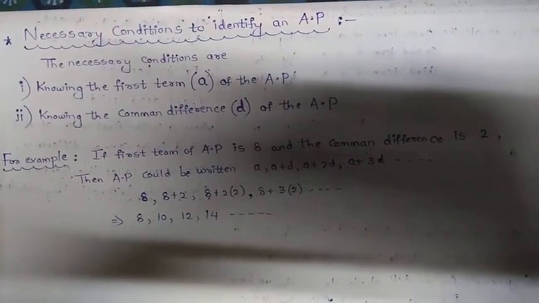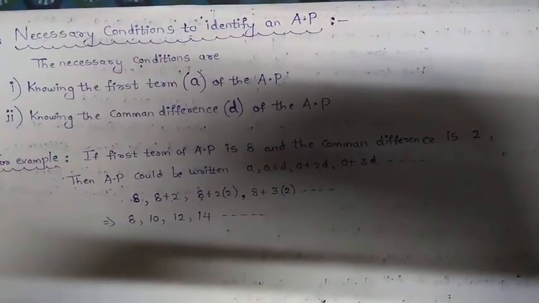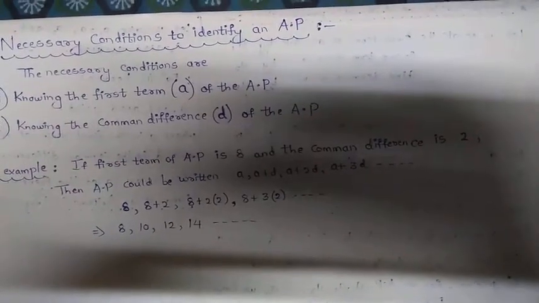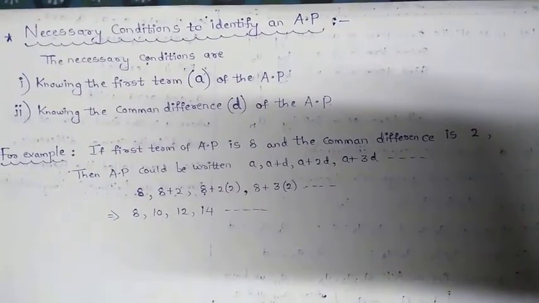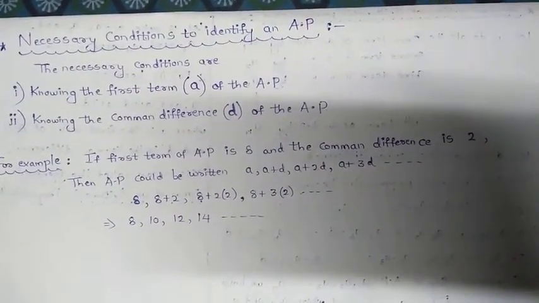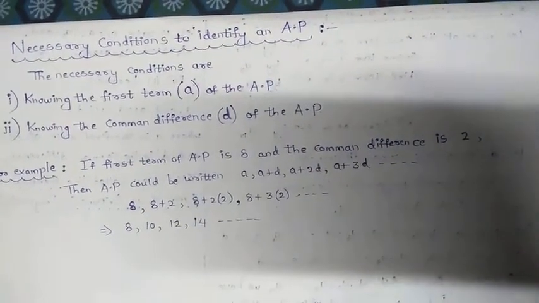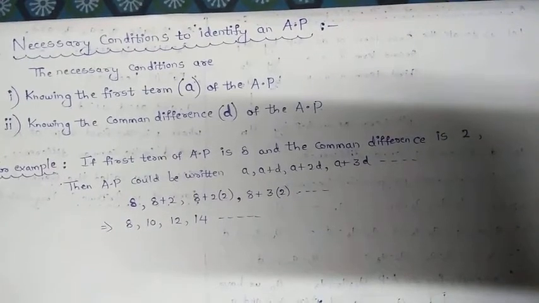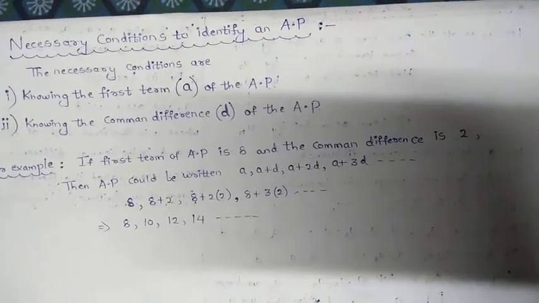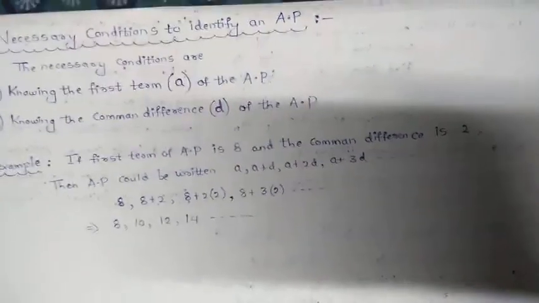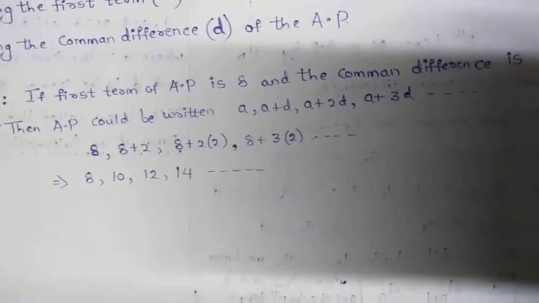So let us consider a simple example. If the first term of an arithmetic progression is 8 and the common difference is 2, then the arithmetic progression could be written as, so you need to write the arithmetic progression. You know that the general form of the arithmetic progression is given by a, a plus d, a plus 2d, and so on. So first write down the general form of an arithmetic progression.